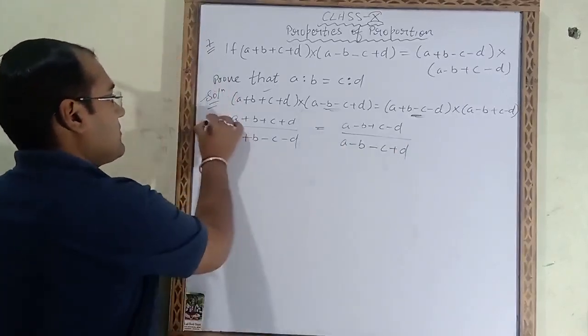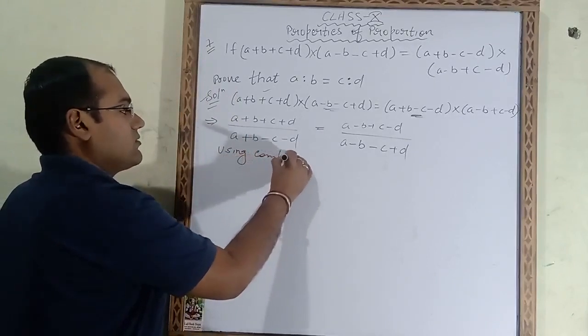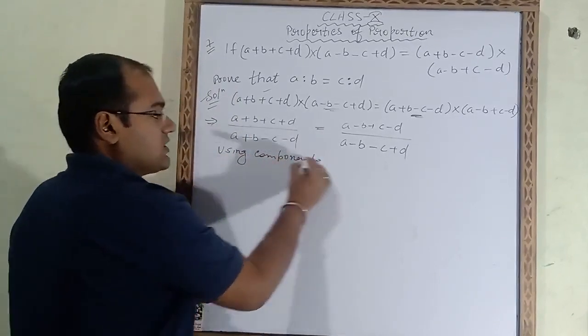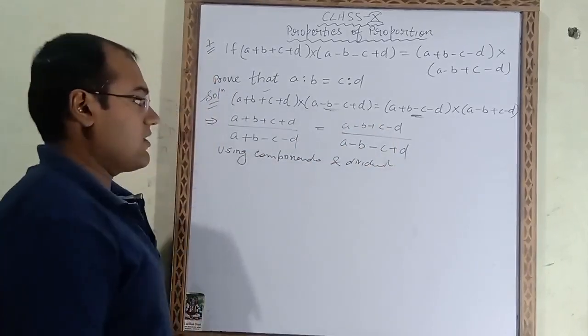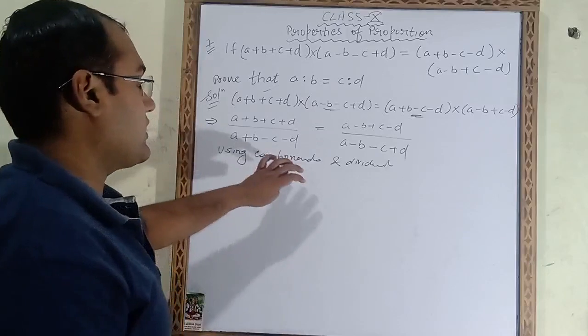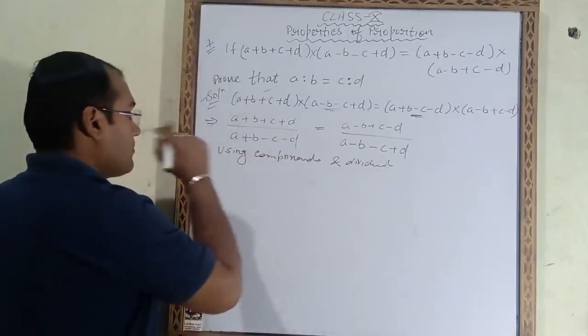Now what is the next step? We have to use componendo and dividendo. Why are we using this? Because when we use componendo and dividendo, most of the terms will get cancelled. So we will use componendo and dividendo.